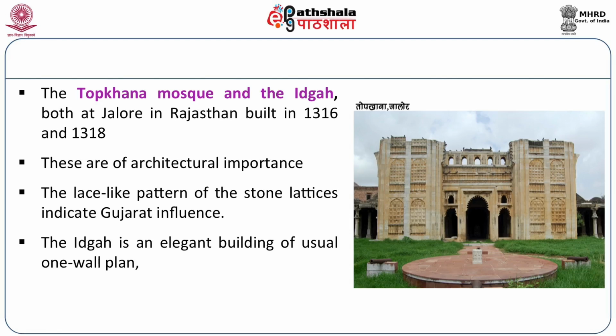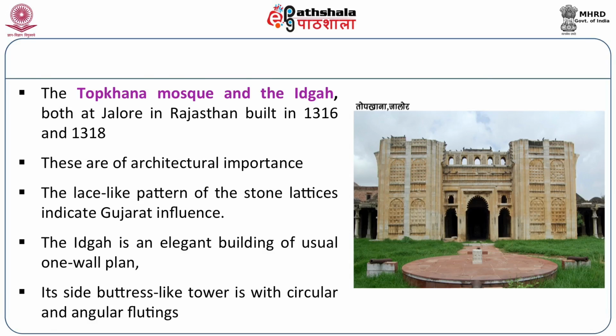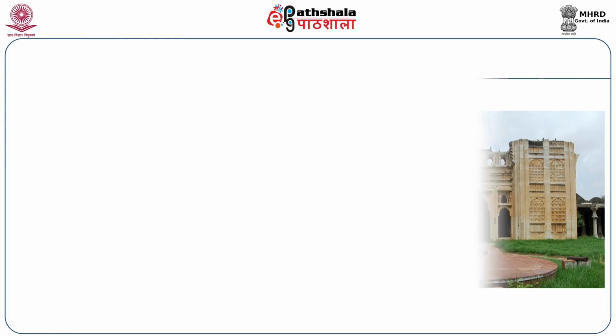The Eidgah, I should explain, means an open mosque. It is only a huge enclosure, a huge courtyard enclosed by a wall on four sides, and the western wall should be treated as the Qibla wall, which could have the mihrab where the people pray their daily namazes. In this Eidgah, it is an elegant building of the usual one wall plan, and its side buttress-like tower has circular and angular flutings.